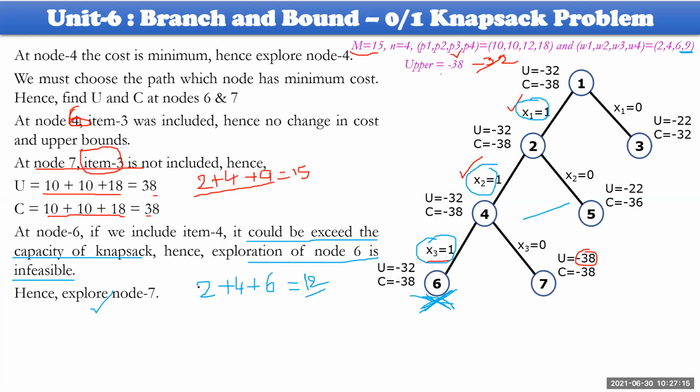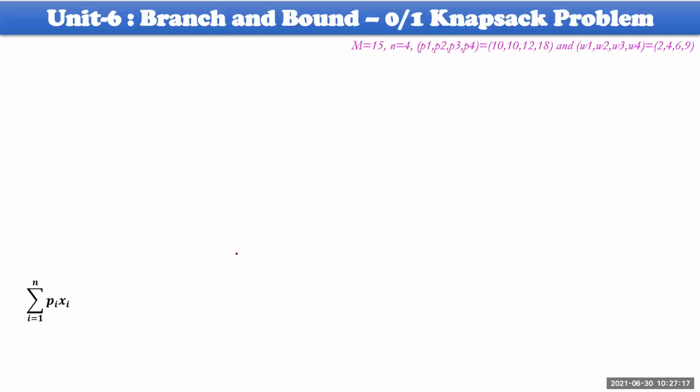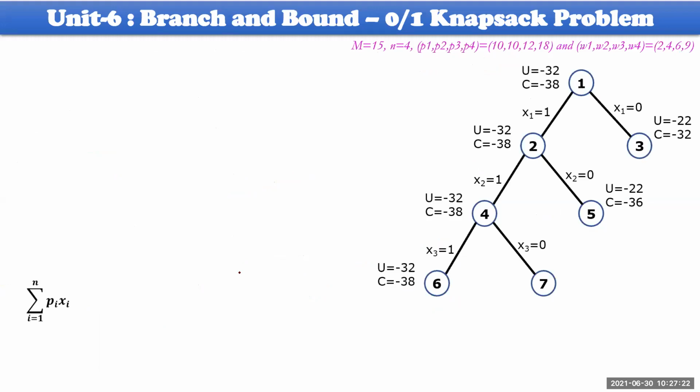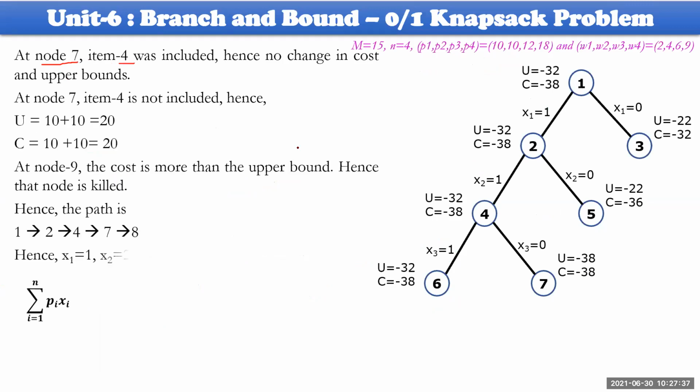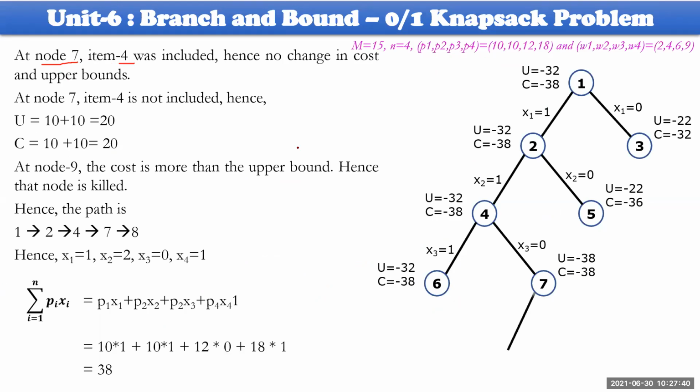On exploration of node 7, what would be the specification? Let us see here. This is the actual data with us. Up to this we have. Now, let us go ahead and explore this one. At node 7, item 4 may be included or may not be included. There are two possibilities. You may include this particular item, or you may not include this particular item.